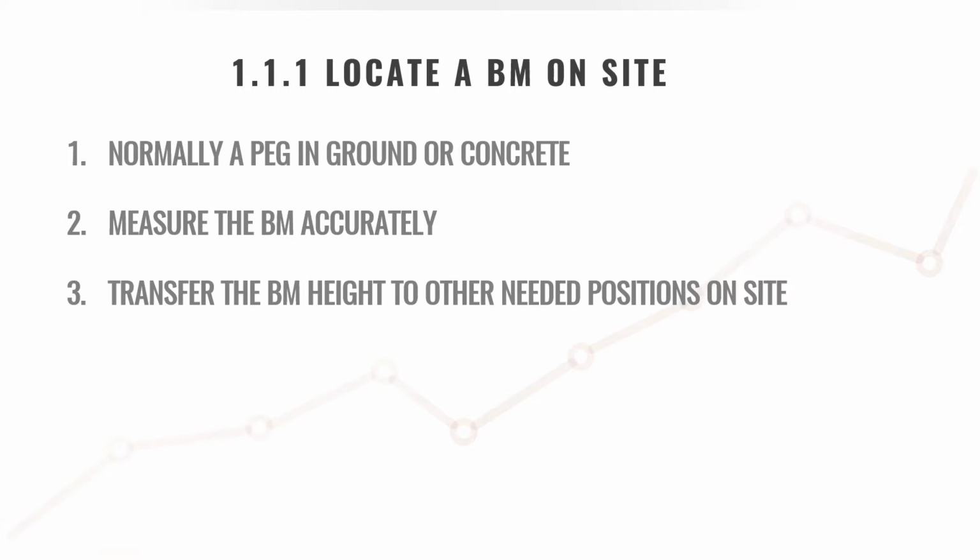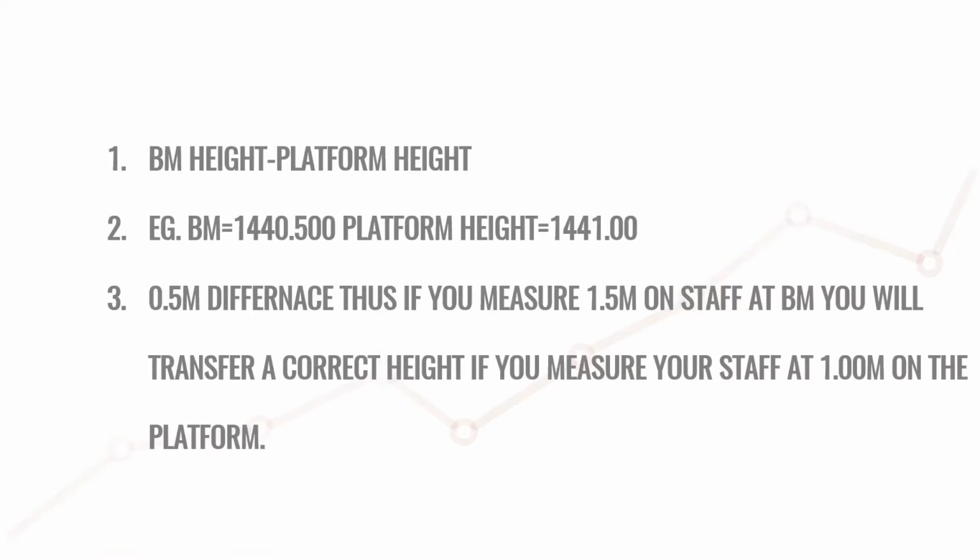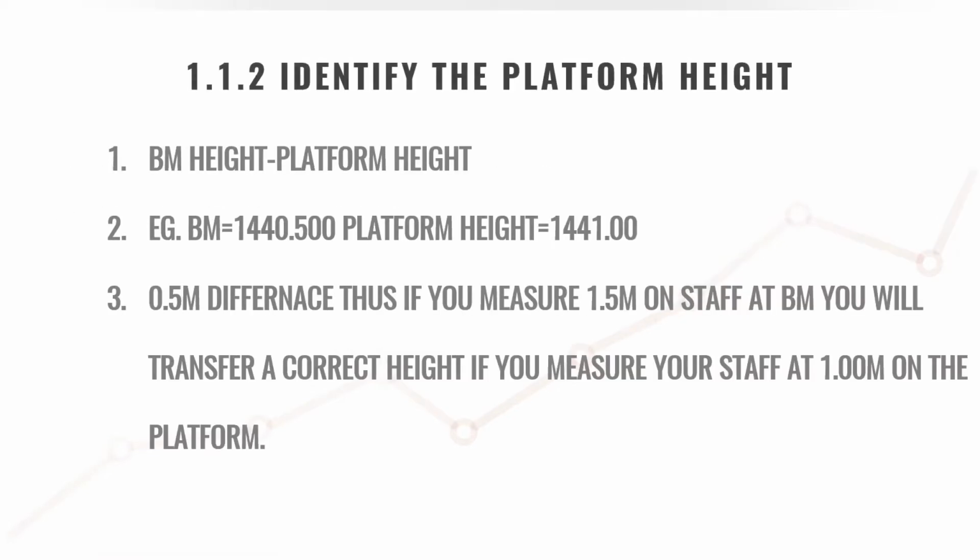Okay, and let's look at how to identify a platform height. Identifying a platform height is very simple. You take your benchmark height and you subtract it from your platform height. For example, if your benchmark has got a height of 1440.500 and your platform height is 1441.00, this means that there is a 0.5 meter difference.